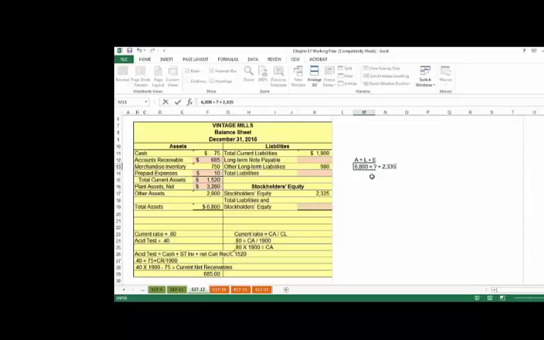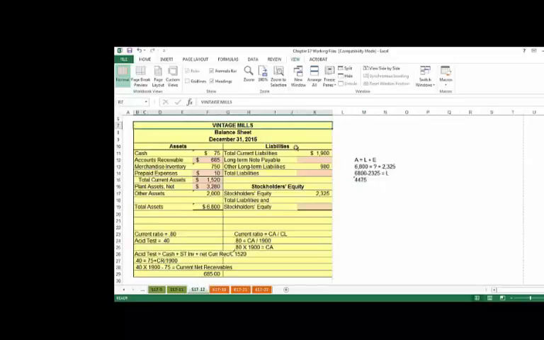It's 2,325. So I'm just going to take 6,800 minus 2325, and that's going to give me my total liabilities. So 6,800 minus 2325 is going to give me 4475. Okay, double check over here. Yep, 4475. So that's my total liabilities.